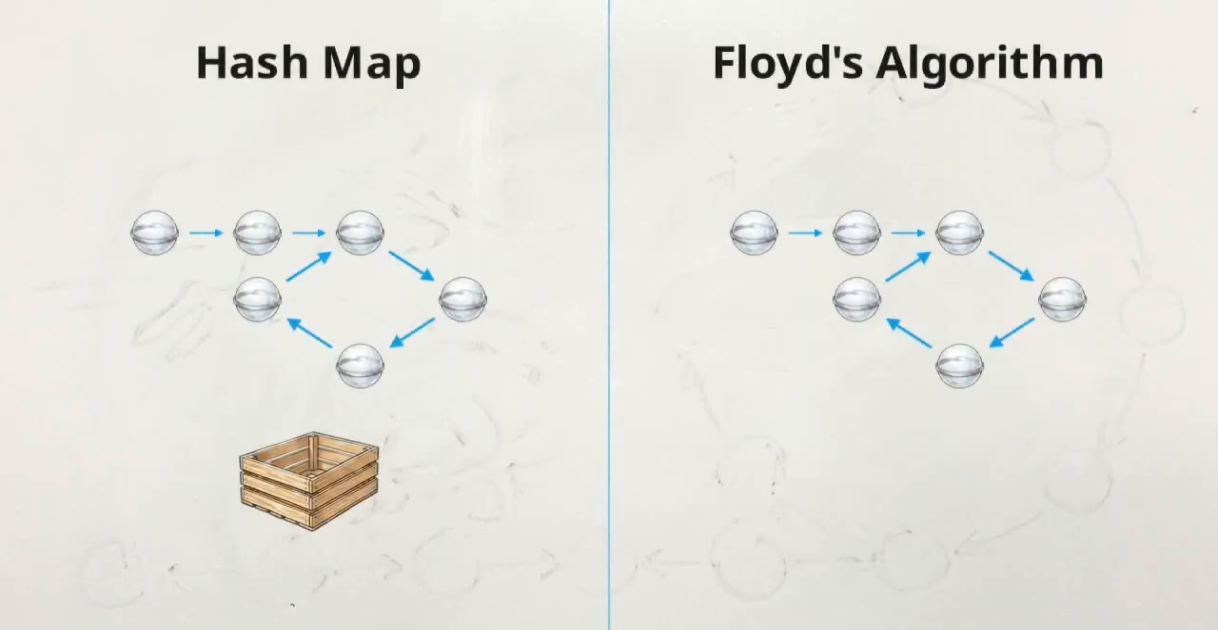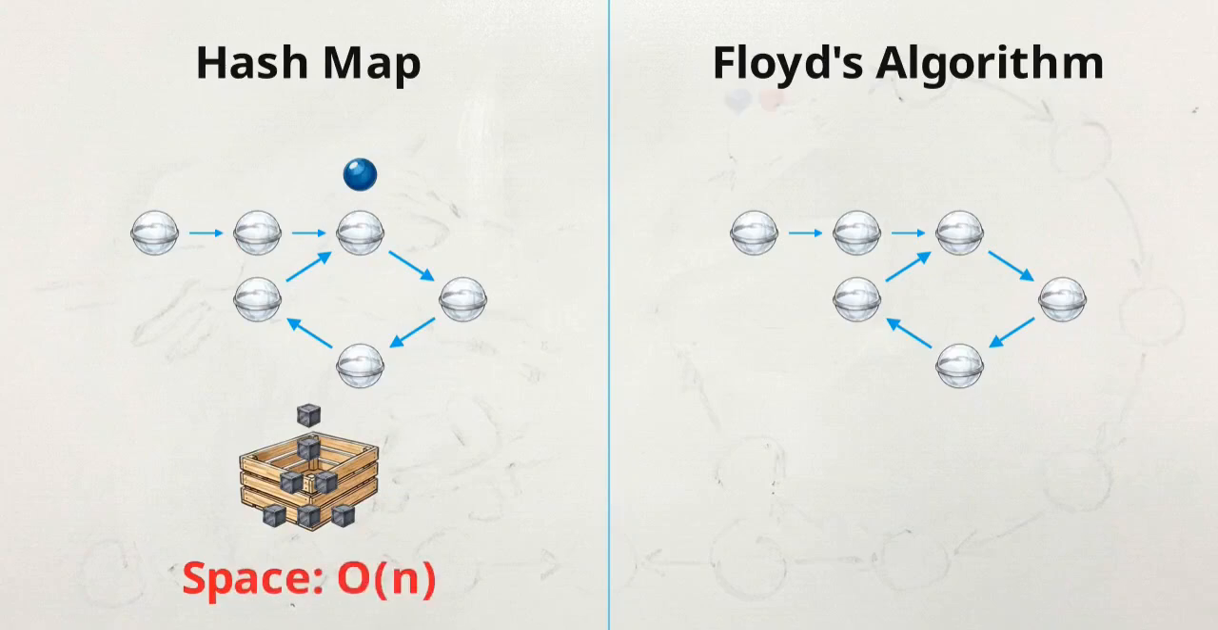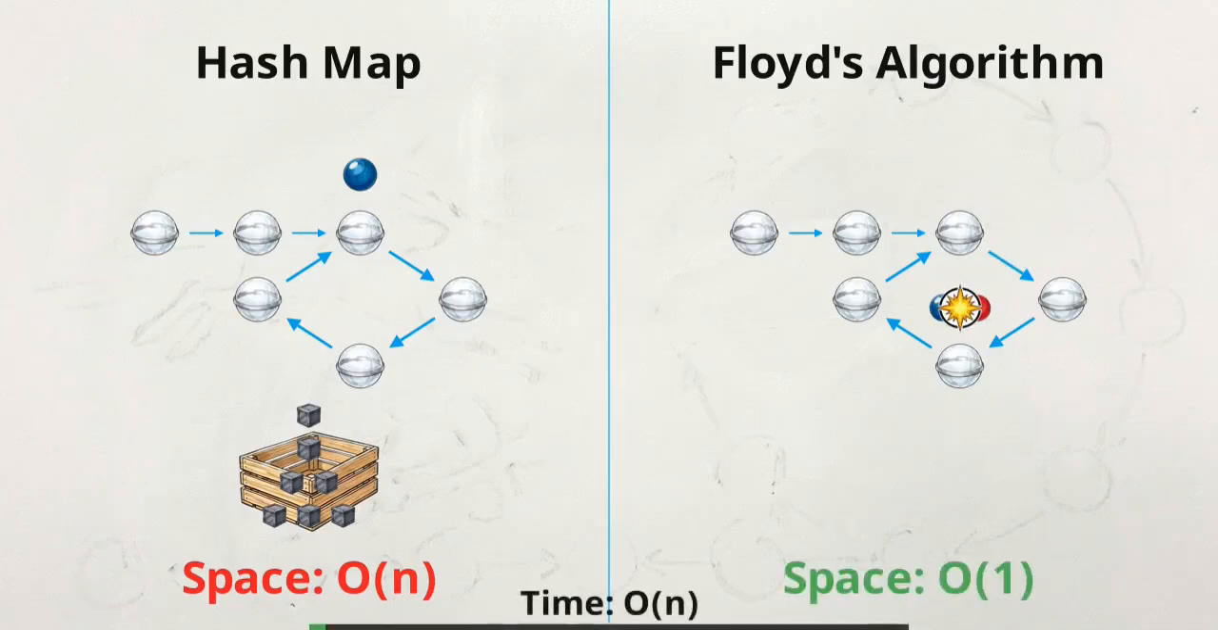So why is this specific approach the industry standard? If you used a hash map to detect the cycle, you'd have to store every single node in memory as you check it, creating an O of n space complexity. Floyd's approach uses just two pointers, keeping your memory footprint perfectly constant at O of 1. And despite using virtually no extra memory, it still traverses the list in highly efficient linear time.